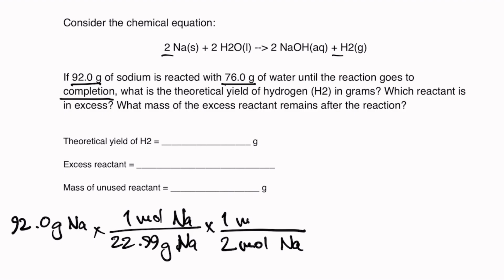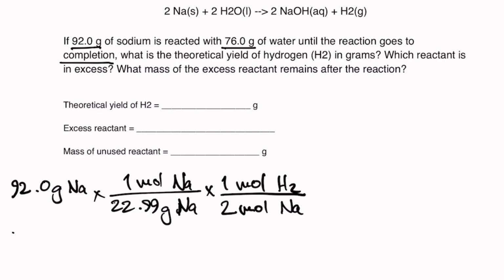So we get 1 mole of hydrogen for every 2 sodiums, right? So if I have 2 sodiums, I get 1 hydrogen, gaseous hydrogen. Simple enough, right?